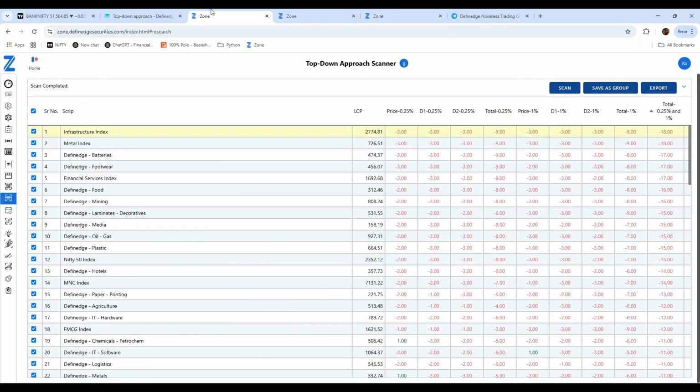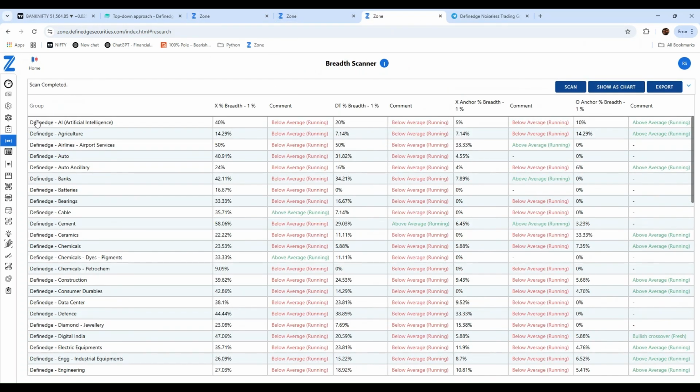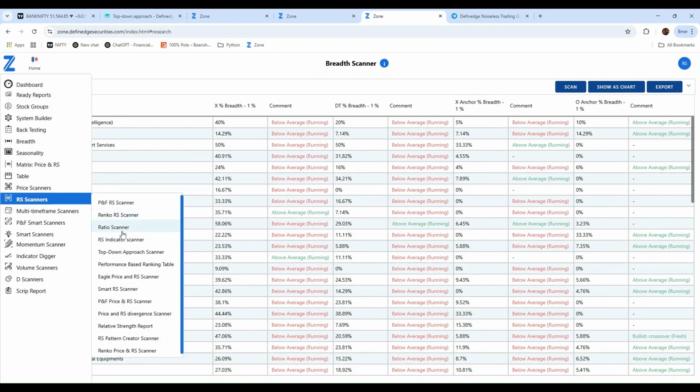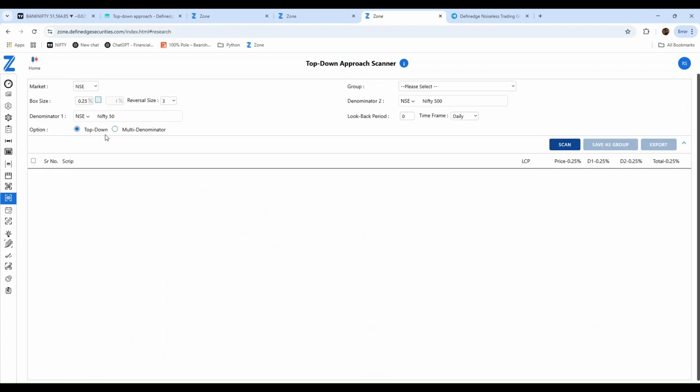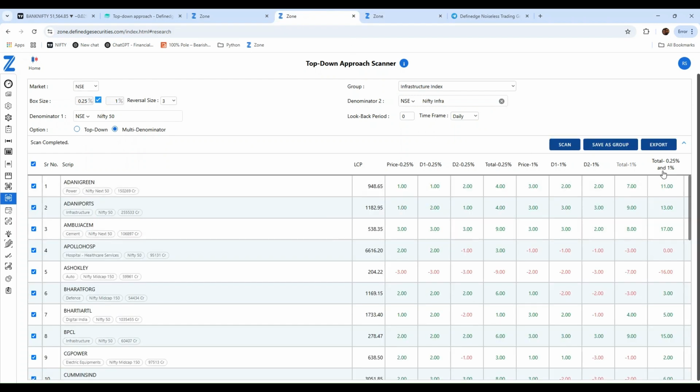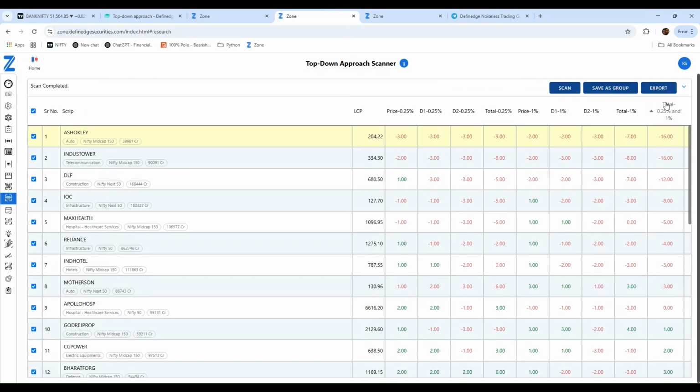And similarly, the other one is the metal index. Let's run metal as well, so that when we come back, that will be ready. This is metal, and this will be Nifty Metal, multi-denominator, and scan. This is done and ready.